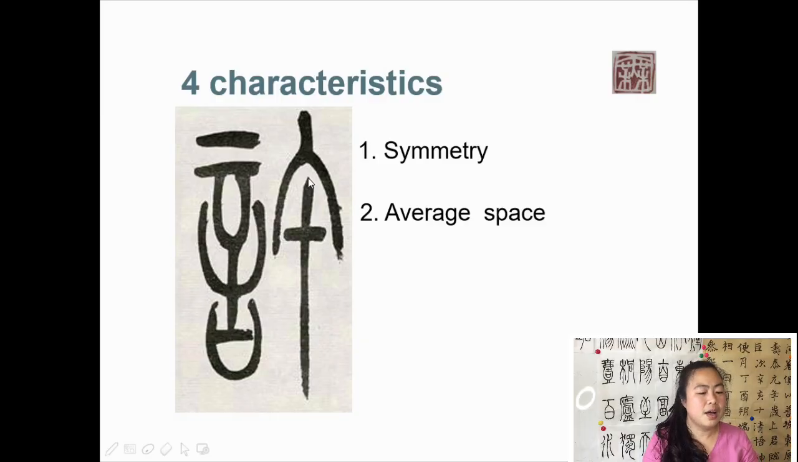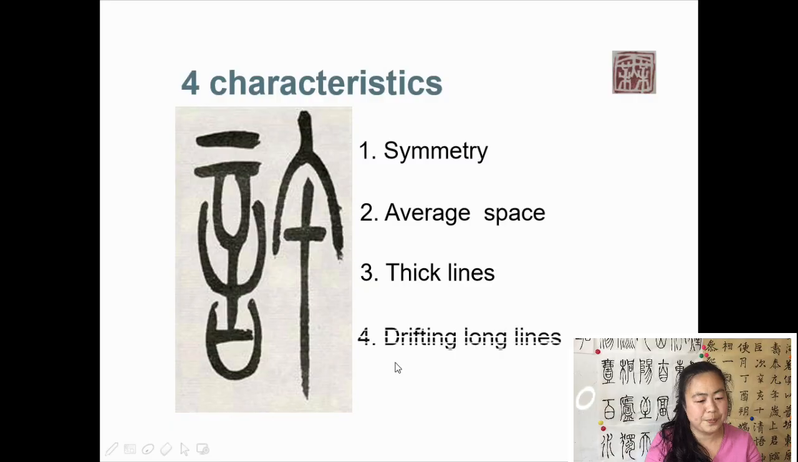And also, in the 2 sides of this long line, you can see here and here, they are nearly the same size. Okay, number 3, thick lines. So you can say thick lines, you can see we use a little bit more of the brush and we press a little bit more, that makes the lines thicker. Number 4, drifting long lines.